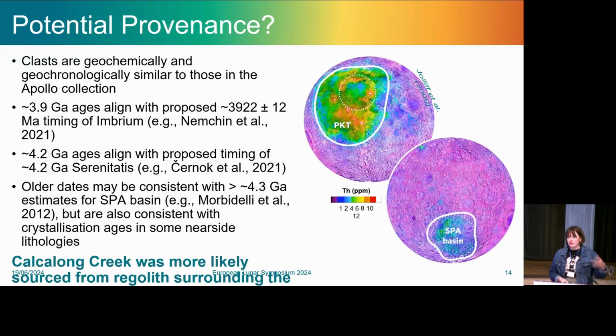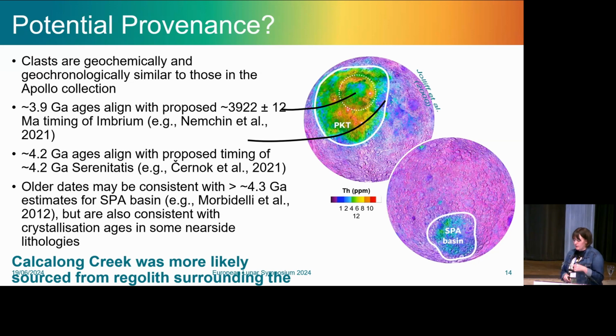So paired with the comparisons to remote sensing data, we see a few other things that kind of start making that story. So the clasts and other components in Calcalong Creek are both mineralogically and geochemically quite similar to those we find in the Apollo collection, as well as being geochronologically similar. So that spike of 3.9 billion year old ages is quite similar to some suggestions for the timing of the Imbrium impact. Those 4.2 billion year old age clumps are quite similar to some proposals for the near side Serenitatis impact, both of which are on the lunar near side there, kind of within the Procellarum KREEP terrain.